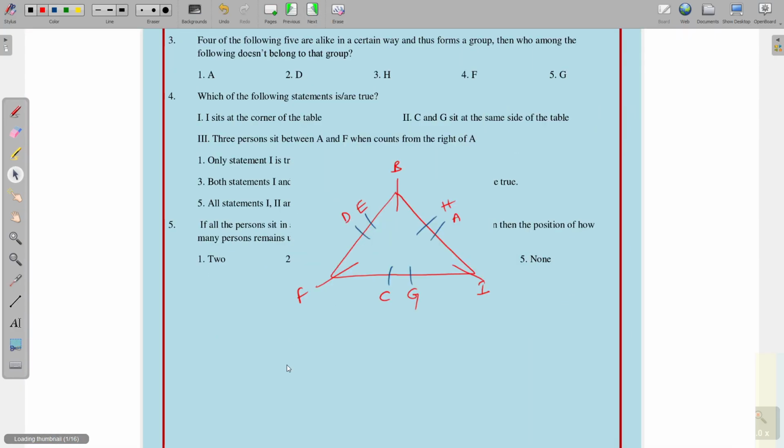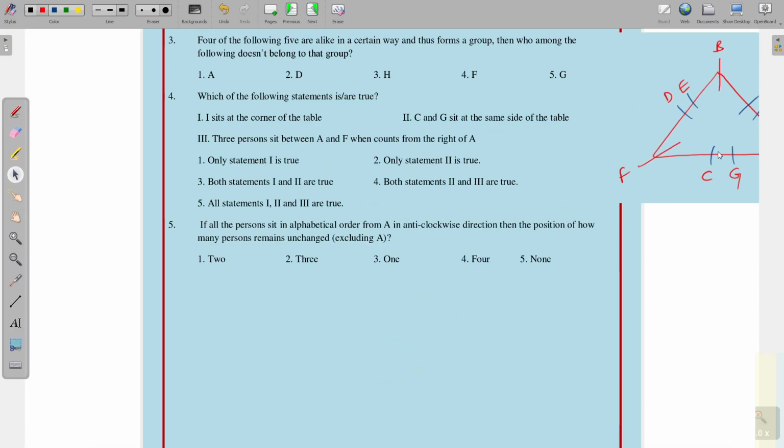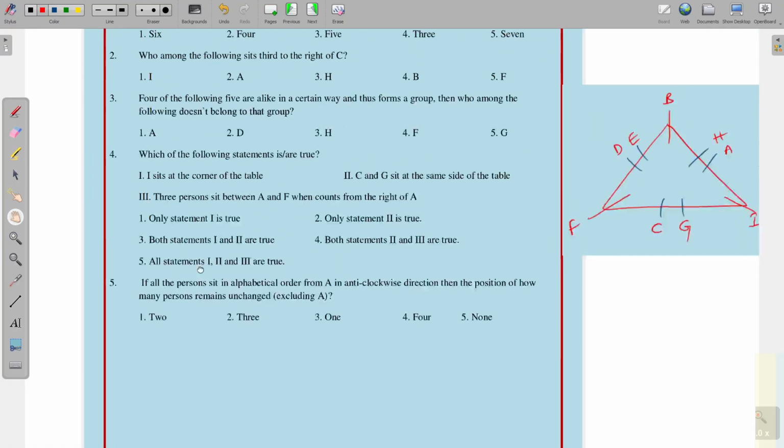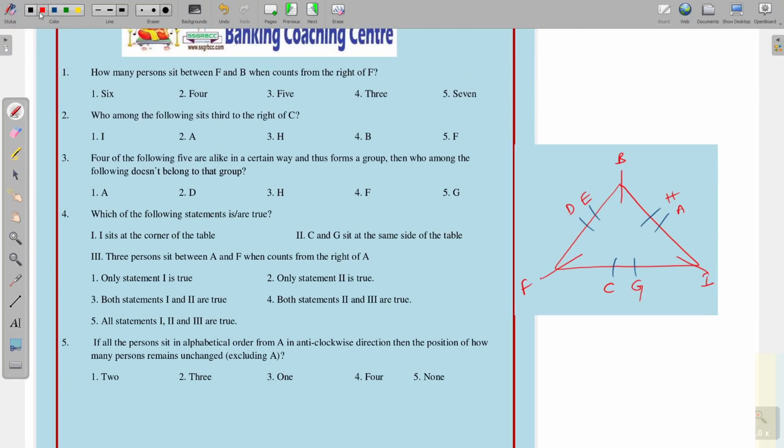Next, let's see the questions. So, see the questions once. Question number 1. How many persons between F and B? So, between F and B when counted from the right of F, 1, 2, 3, 4, 5.